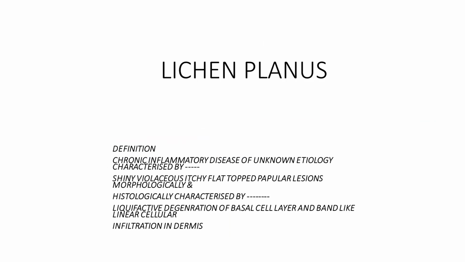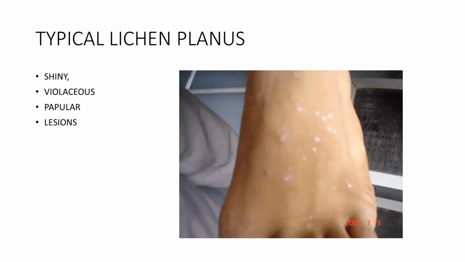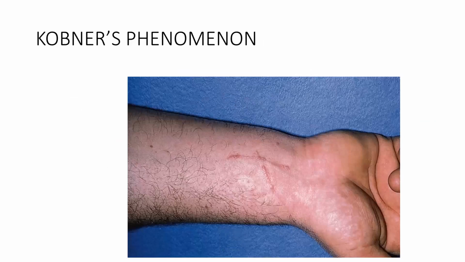Then lichen planus. Lichen planus, chronic inflammatory disease of unknown etiology. There are flat top, itchy, violaceous lesions, histologically liquefactive degeneration of the basal layer. Typical lichen planus. Koebner phenomenon, which I told you is trauma-induced.